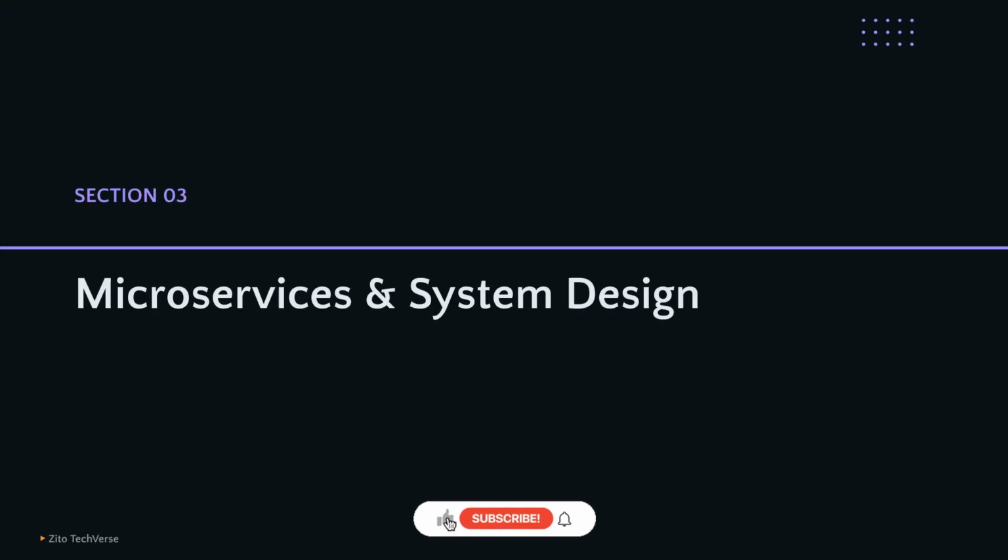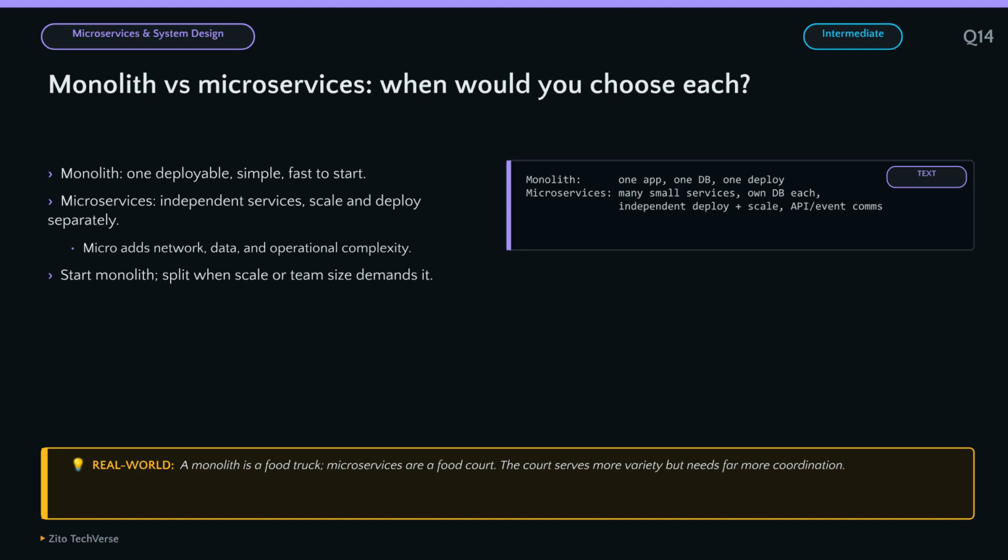We are now moving into Section 3, Microservices and System Design. Question 14. Monolith versus microservices. When to choose each? A monolith is simple, offering one deployable unit and one database. Microservices provide independent scaling and deployment, but add significant network and operational complexity. Start with a monolith, then split when your scale or team size demands it.